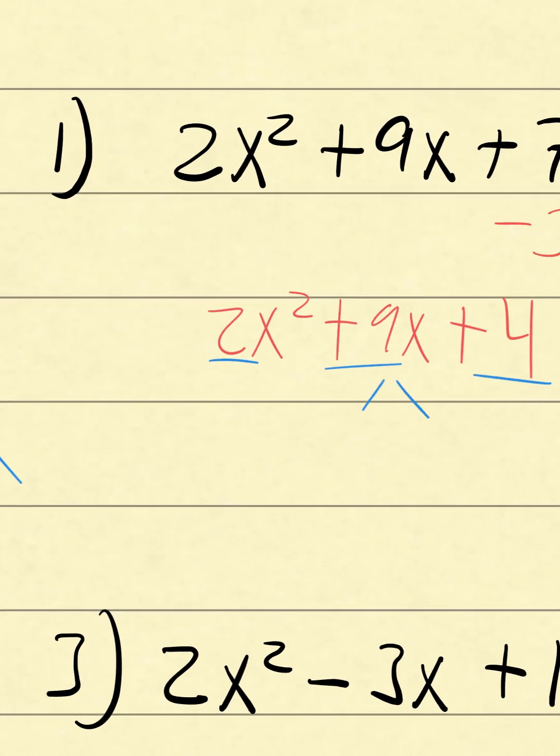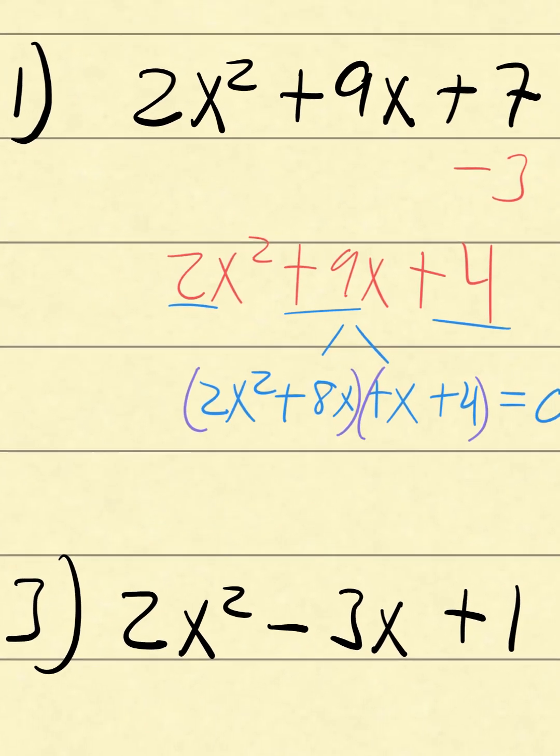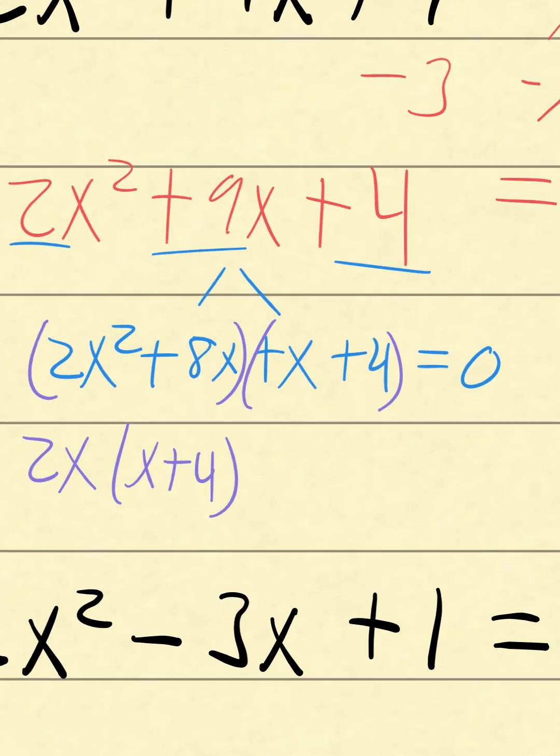Now from here you can split up the middle term. So we get 2x squared plus 8x plus x plus 4 equals 0. And you factor by grouping. You want to group the first two and group the second two. Now GCF of the first pair is going to be a 2x, and you're left with an x plus 4. And GCF of the second pair, you don't see one, so you can take out a 1. And you still get that x plus 4 on the inside.